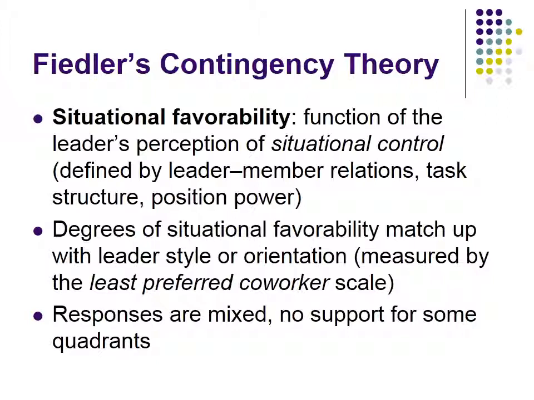And finally, does the leader have position power? The degrees of situational favorability match up with a leadership style or orientation measured by a least preferred coworker scale. Now, this is actually the limitation of this study: most of the actual measurement of Fiedler's contingency theory is being done by having people list who is their least preferred coworker. The idea behind this was that by measuring your reactions to the person you like working with least gives us a pretty good idea of what kind of situation that organization is.